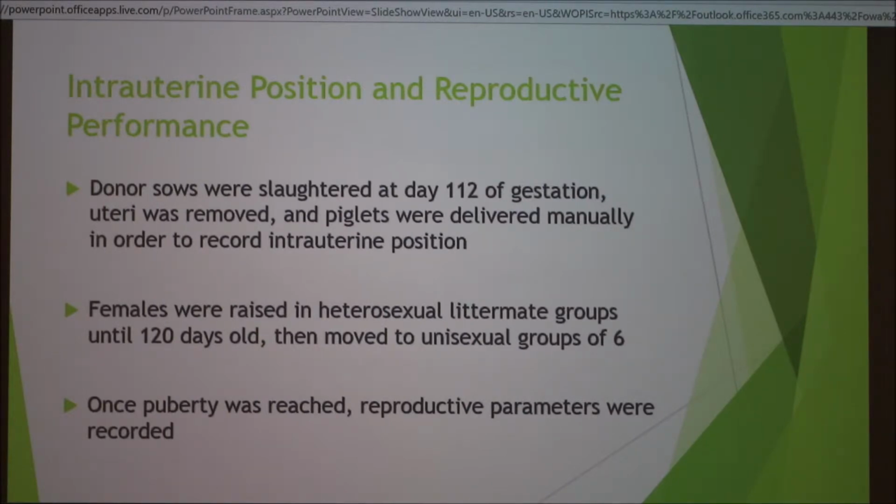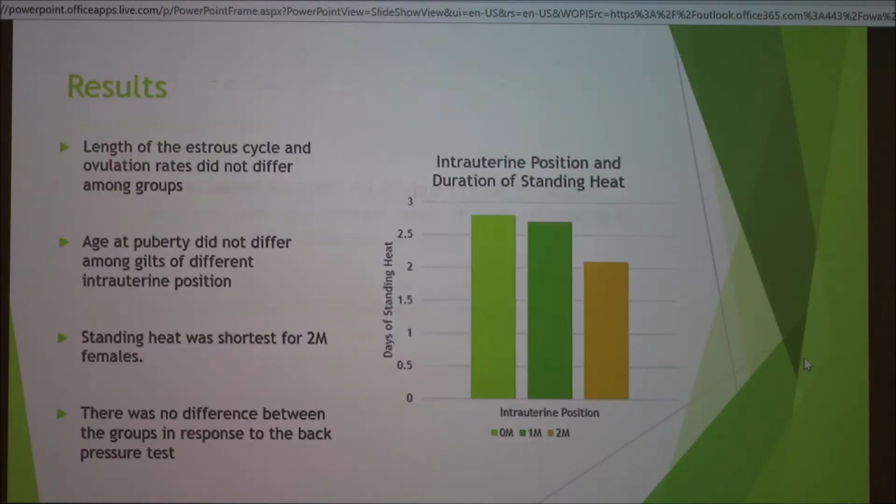Next, we looked at intrauterine position and reproductive performance. We had a group of donor sows, and they were slaughtered at day 112 of gestation, so right before farrowing. The uteri were removed, and the piglets were delivered manually in order to record intrauterine position. They only selected the females from this group, and they raised them in heterosexual littermate groups until they were 120 days old. After that, they moved them to unisexual groups of 6 until puberty was reached, and then we recorded the reproductive parameters.